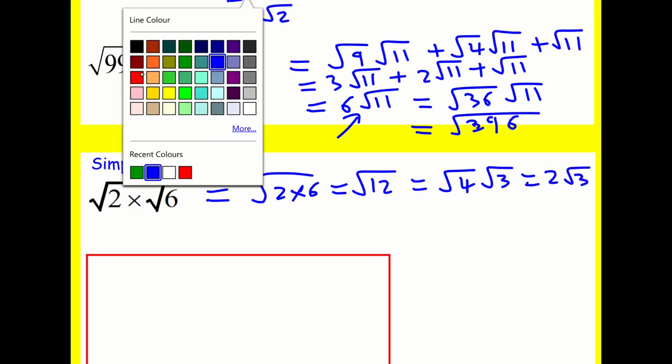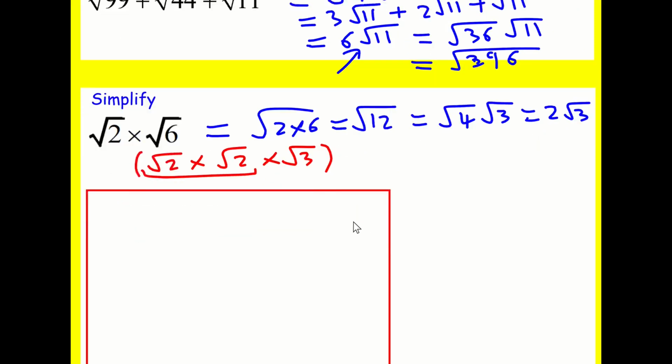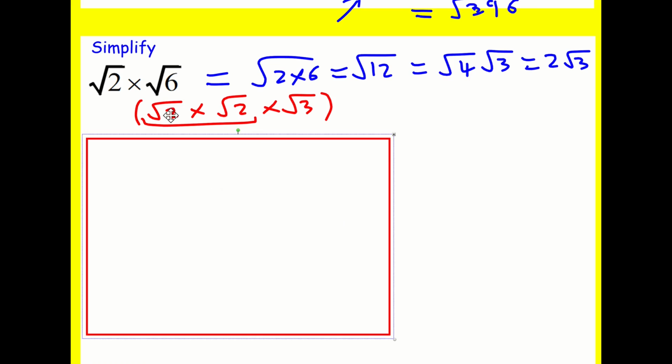The other way you could have done this question is you could have written it as root 2 times root 2 times root 3. I've separated the root 6 into root 2 times root 3, and then recognized that this is 2, which would again give me 2 root 3. So you can decide which method you use in this sort of question. Maybe safest to use the top one, but probably quickest to use the bottom one. Do be aware of it, because there are questions that come up sometimes where it actually helps to do this sort of thing.